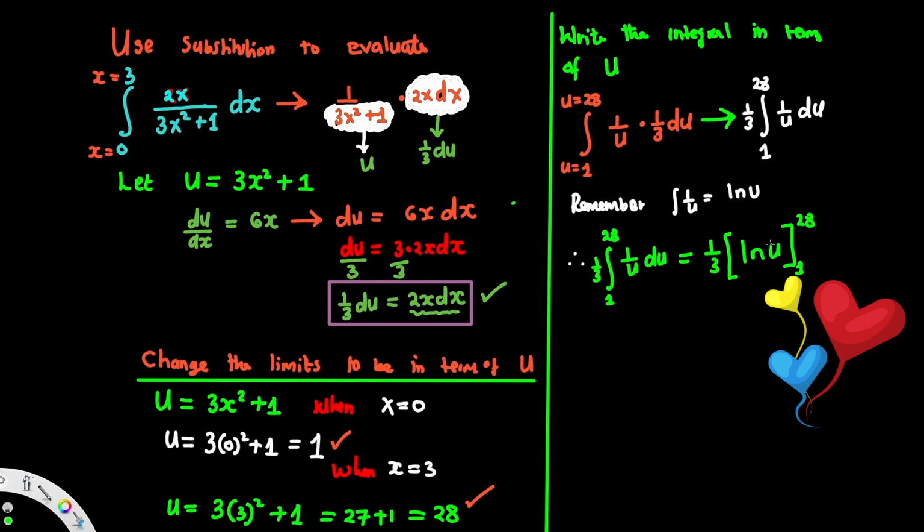Moving further, we substitute into the bracket, and then we shall have ln of 28 minus ln 1. And I believe you remember that ln of 1 is 0. Then we can say our final answer is a third ln of 28, which we can write as ln 28 over 3.